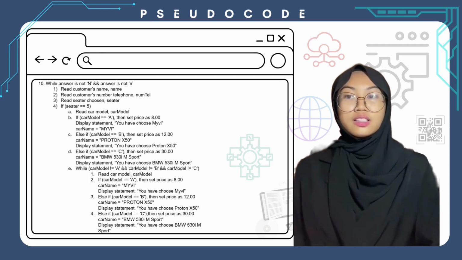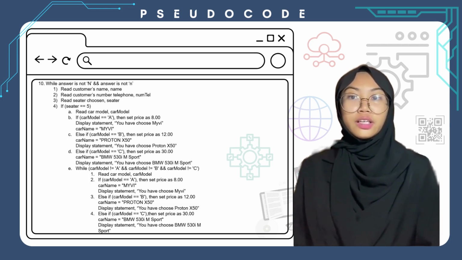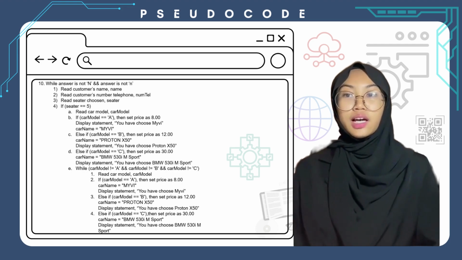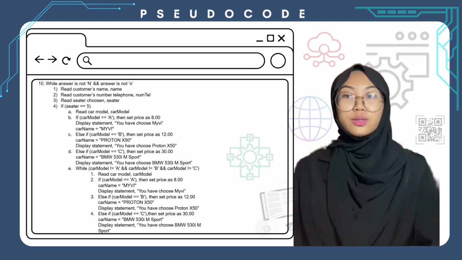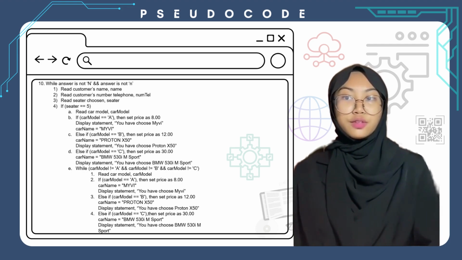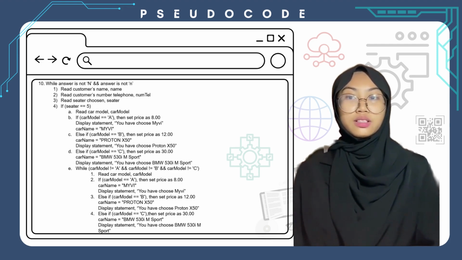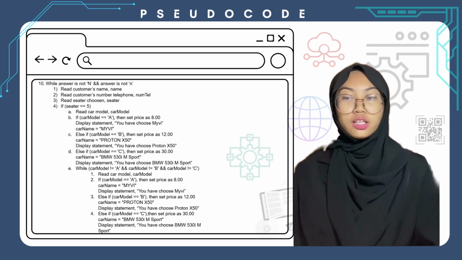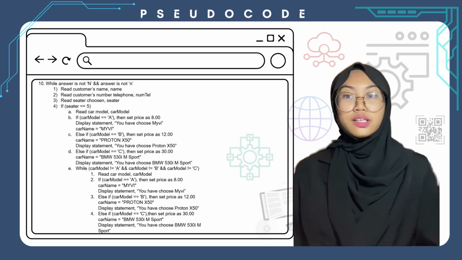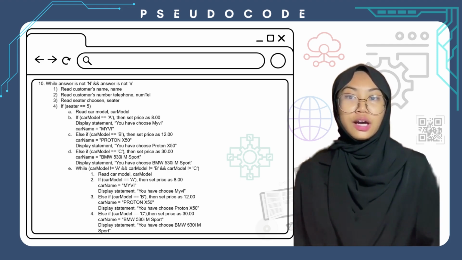Else if the customer chooses car model B, then it will set the price as 12 ringgit and the car name is Proton X50. And it will display the statement you have chosen Proton X50. And also if the customer chooses car model C, then it will set the price as 30 ringgit and the car name is BMW 530 IM Sport. And the statement will be displayed as you have chosen BMW 530 IM Sport.